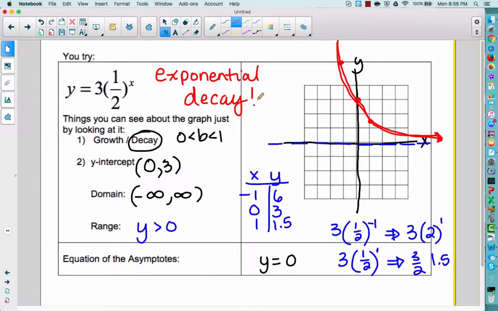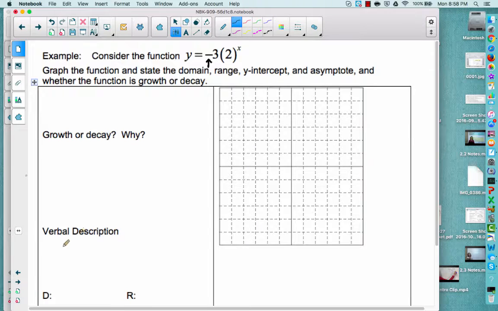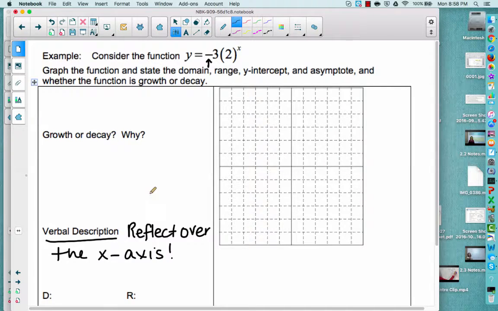All right, so those are the basics of the graph. Let's throw in one more component. So now we're going to be looking at a function when I put a negative in front of it. So just like all the other ones that we've talked about, the square root function, the quadratic, that negative in front of the function reflects it. Now I'm going to put this under the verbal description. It reflects it over the x-axis. So it kind of flips it over the x-axis, okay?